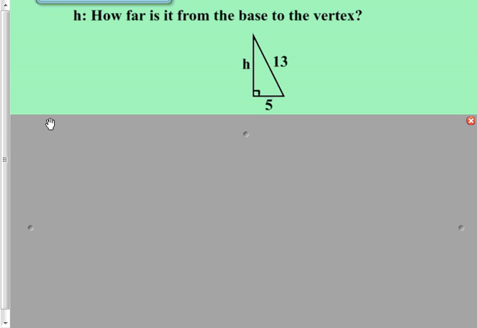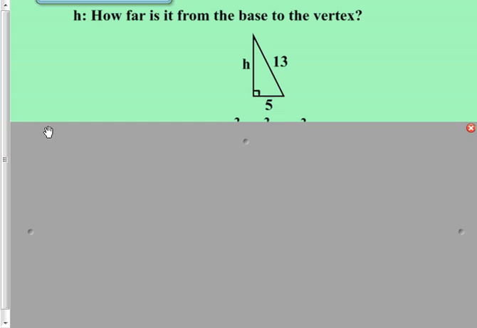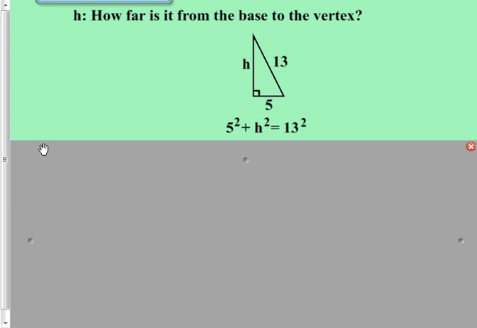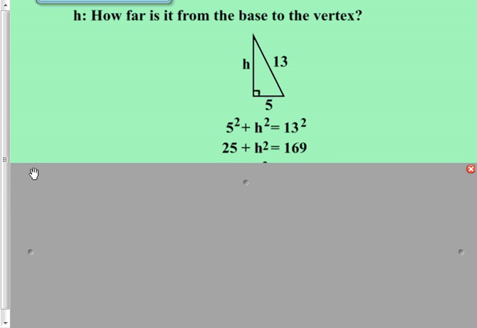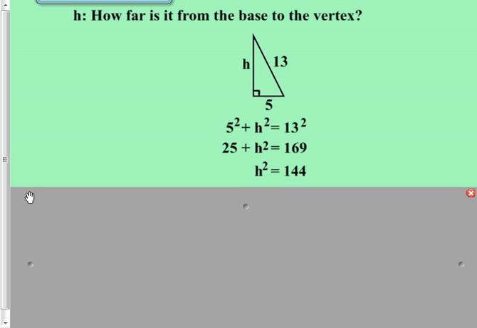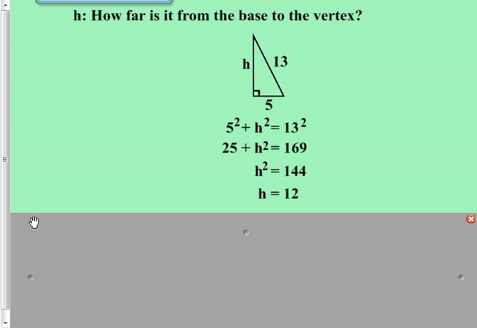Hopefully you already know that h is going to be a 12. This is one of the more popular Pythagorean triples where all three sides are whole numbers. This is going to be a 5, 12, 13 triangle. We've seen it a bunch. Even if you haven't got that one memorized yet, you could go through the Pythagorean theorem and we will end up with a 12.